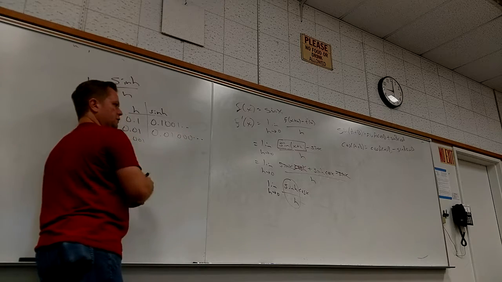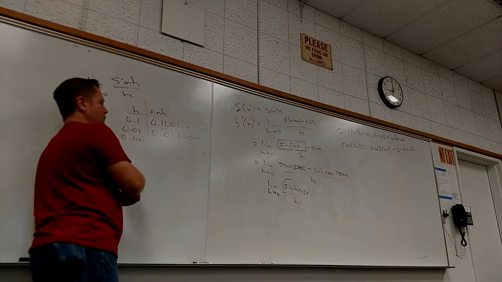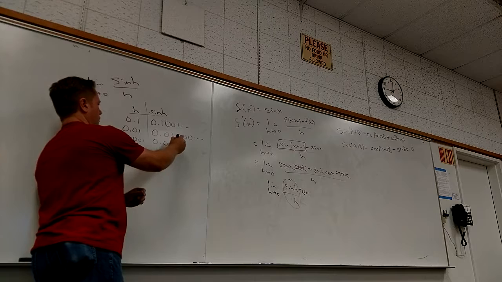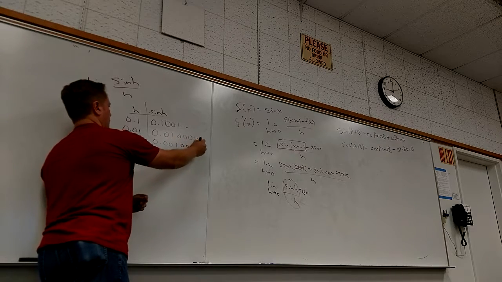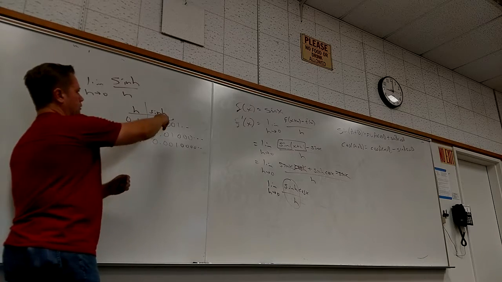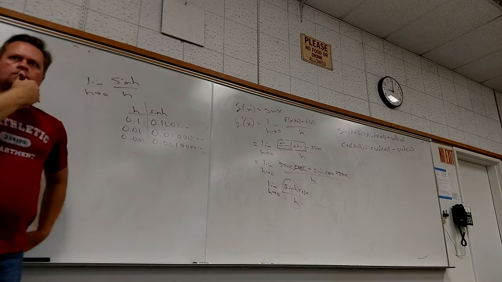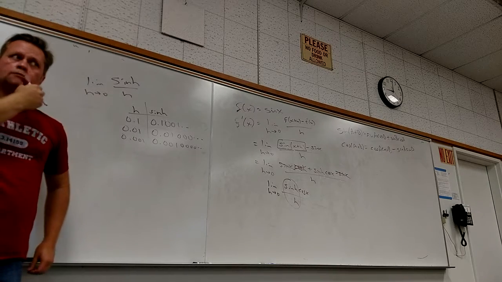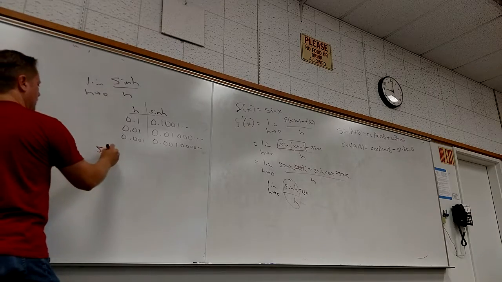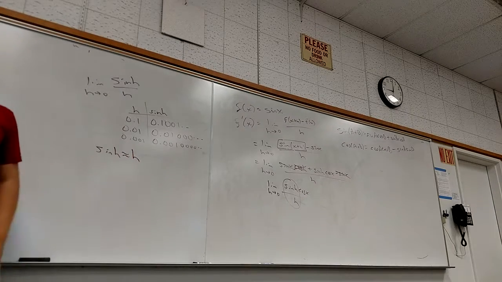Okay, what about 0.001? You see a pattern happening? So the closer h gets to 0, the closer sine h gets to h. So sine h is approximately equal to h for very small values of h.